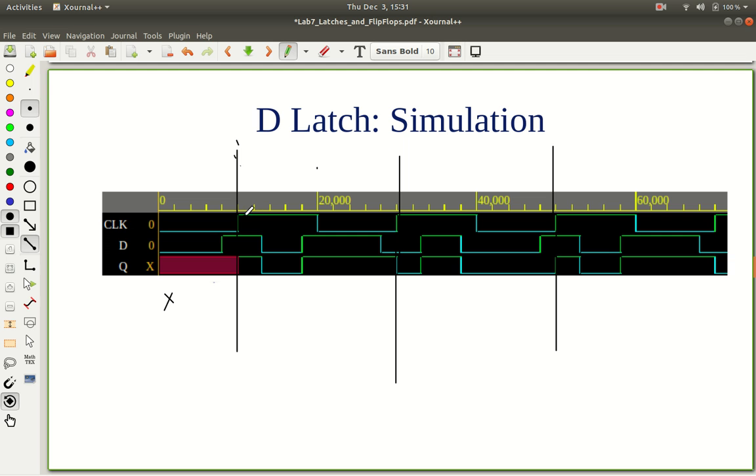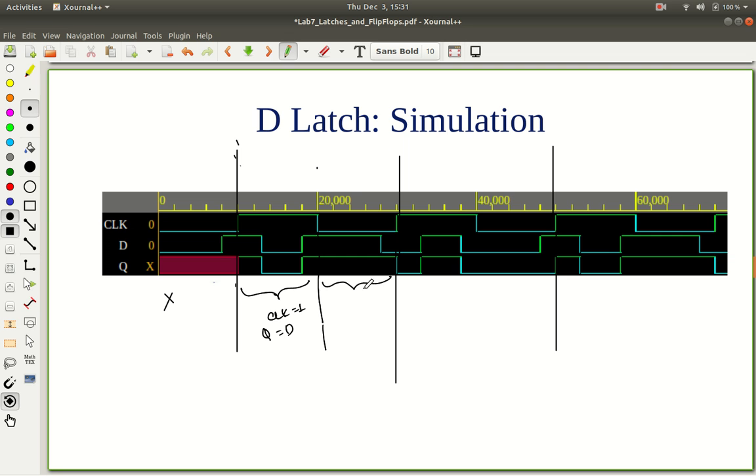At the clock edge, the value of D is sampled, and that is 1, and then Q is exactly equal to D for the time duration for which the clock is high. So it is till this point that the clock is 1, and therefore Q is equal to D.